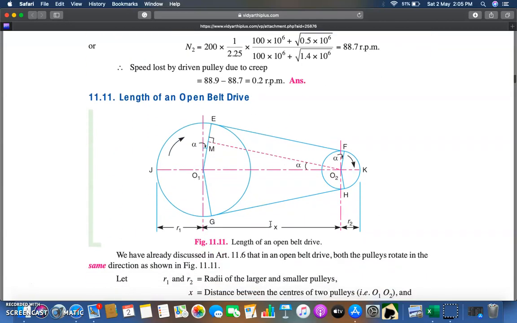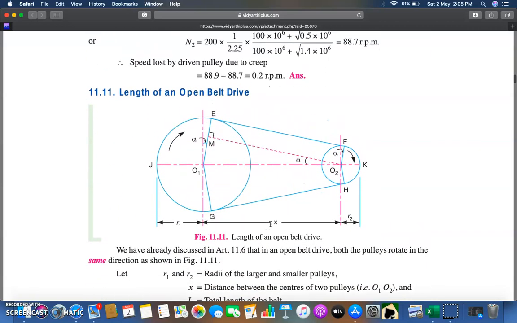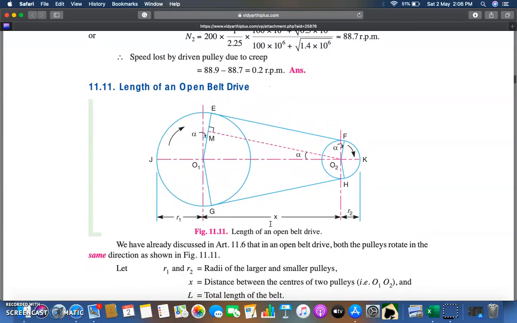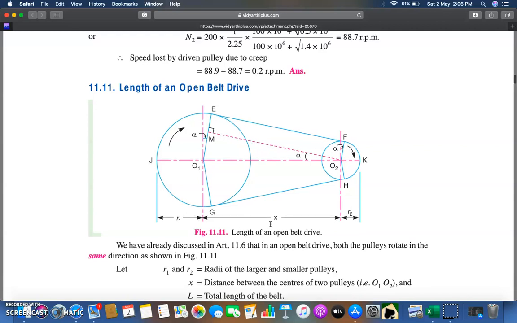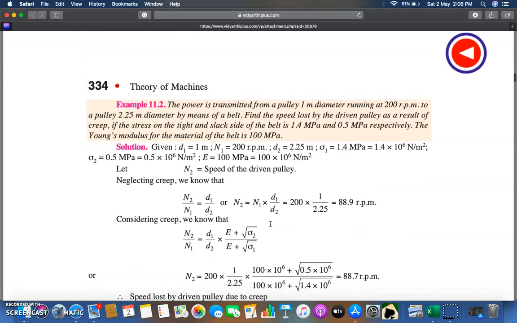Now the length of belt drive. Just draw this part in your notebook. I will discuss this length of belt drive. You will find these numericals and derivations in your exam, in your curriculum. They used to ask you to derive the formula for length of open belt drive or cross belt drive, or maybe sometimes for the V belt drive. So that we will discuss in the upcoming lectures. Till that time, just go through these numericals, solve them and practice.